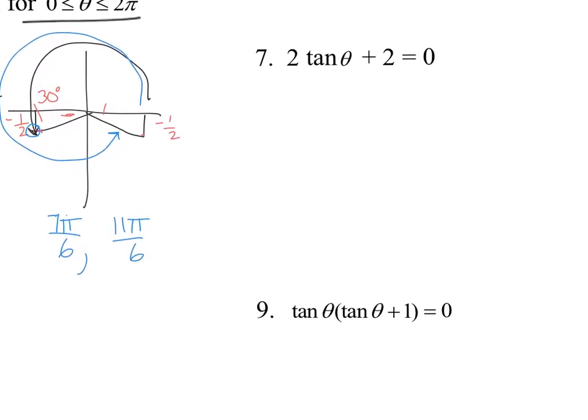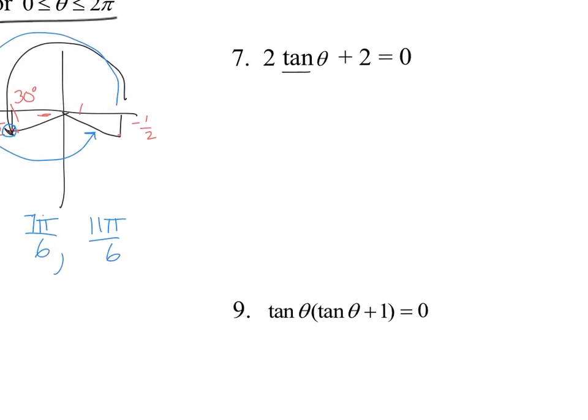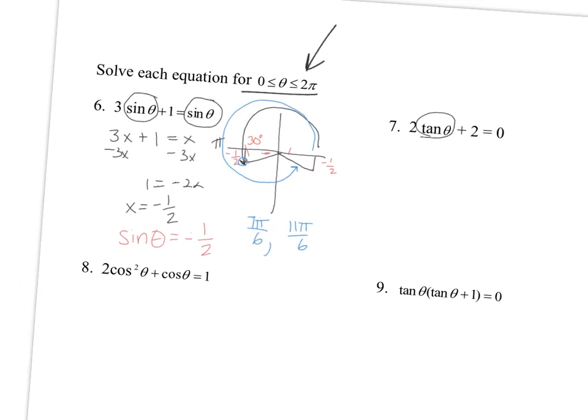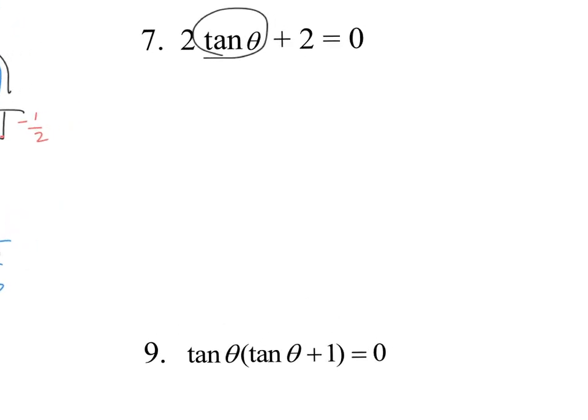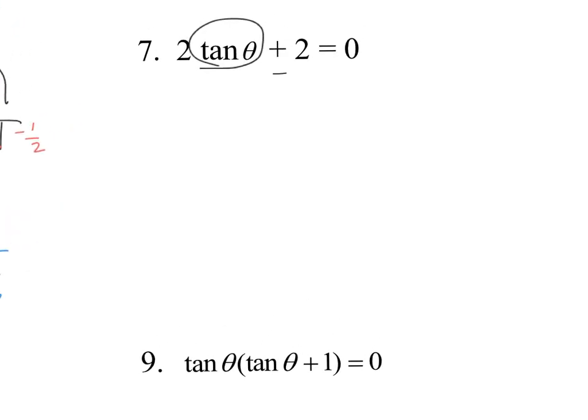Okay, number 7. There's only one tangent, so I'm going to solve for tangent. See, this one had 2 of them, so that's kind of why I converted back to x. So I'm still going to solve for tangent. If I do that, I subtract 2, and I divide by 2, so I get tangent of theta equals negative 1.